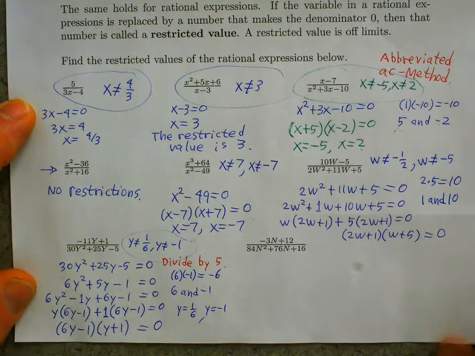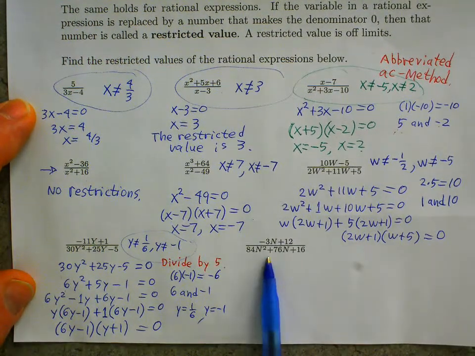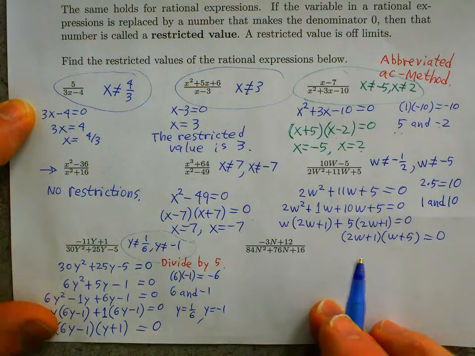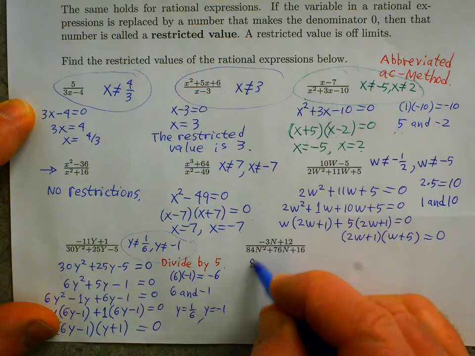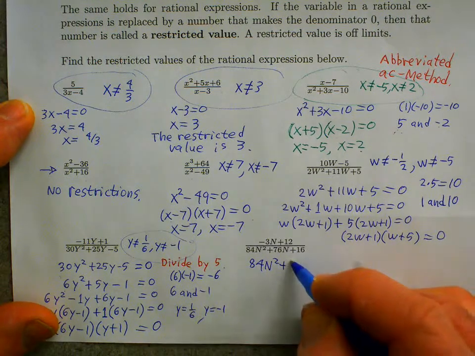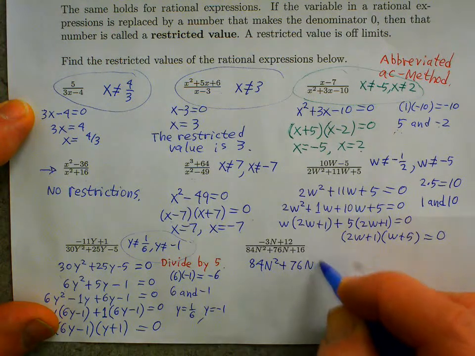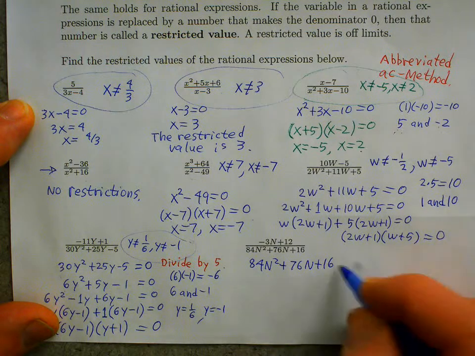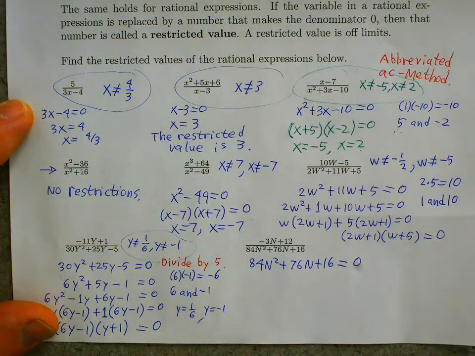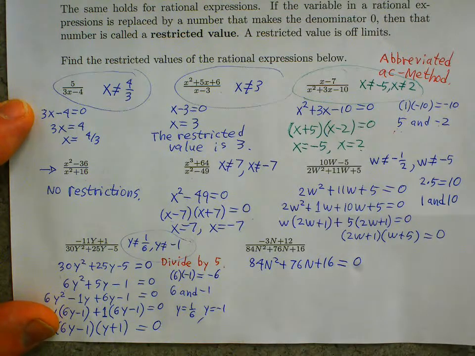Okay, the next one, we have another rational expression. Find the restricted values. So we just focus on the denominator. The denominator 84n to the second plus 76n plus 16. To find the restricted values, we set it equal to 0 and then try to solve that equation.